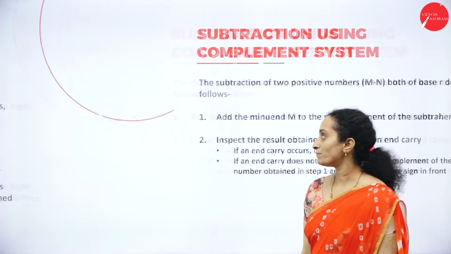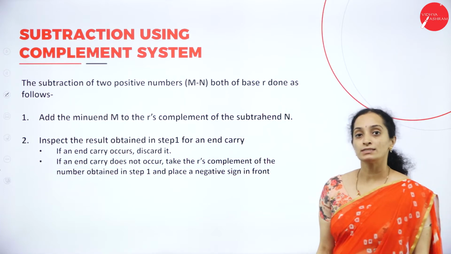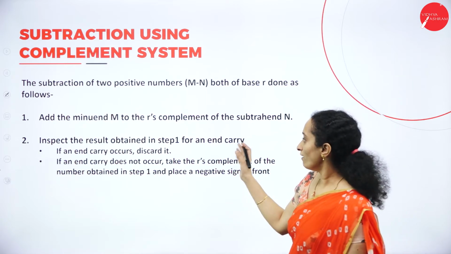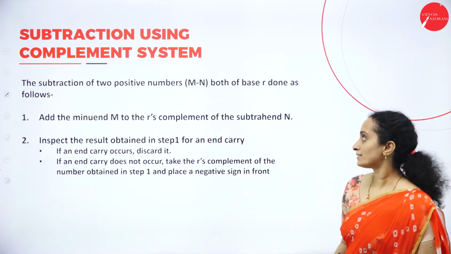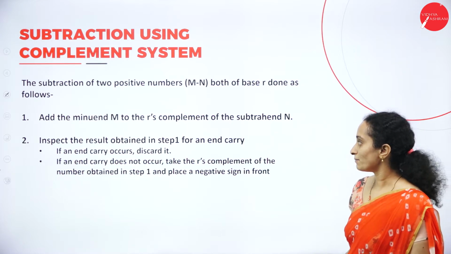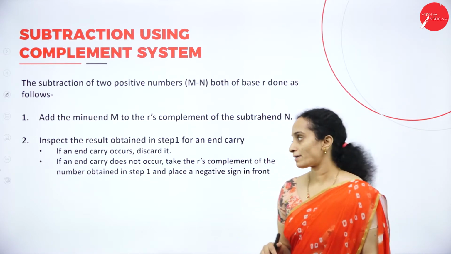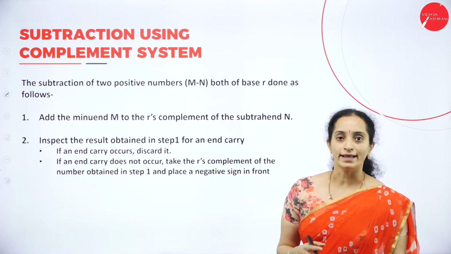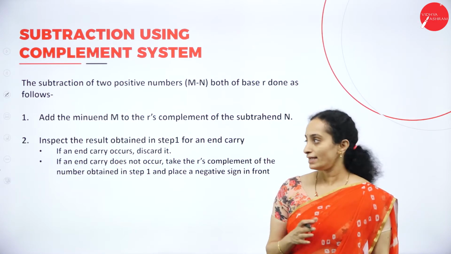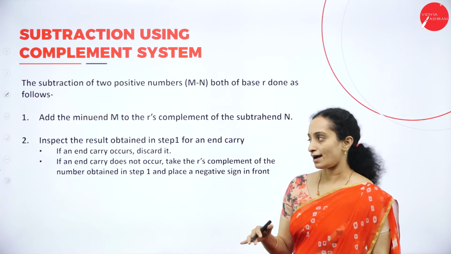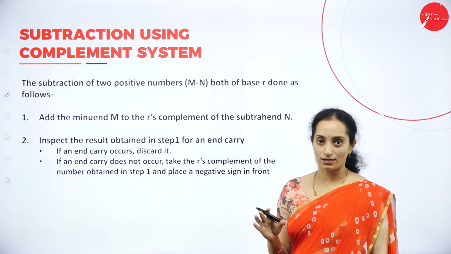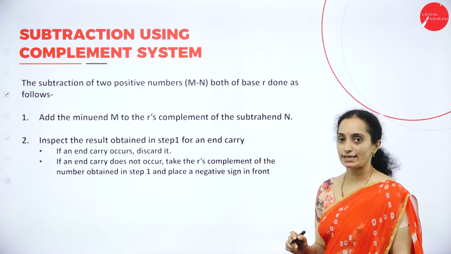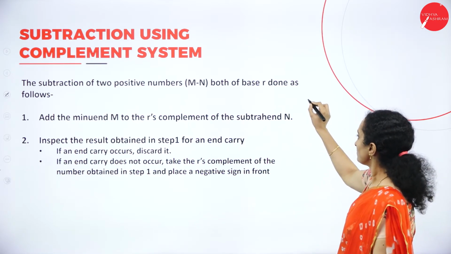Once you know about the complement system, next is to know about subtraction in the complement system. How do you subtract two values in the system? In r's complement or r minus 1 complement, you have to find out the r's complement, then add it. If there is any end carry, discard it. If an end carry does not occur, perform the r's complement.